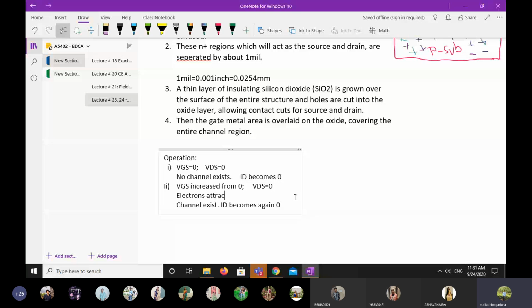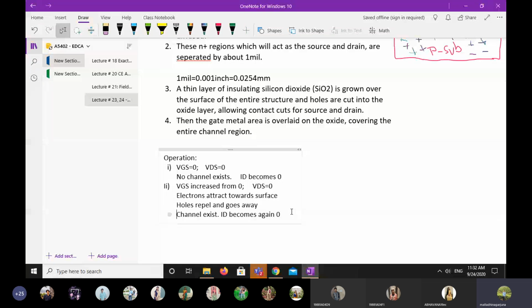electrons are attracted towards the surface. That is one. Next, holes anyway repel and go away, because you are applying the positive, so holes repel and go away, and the channel is created, and the ID current becomes 0. Why? Because you are not applying the output voltage.